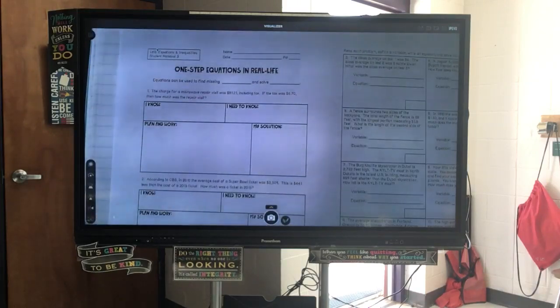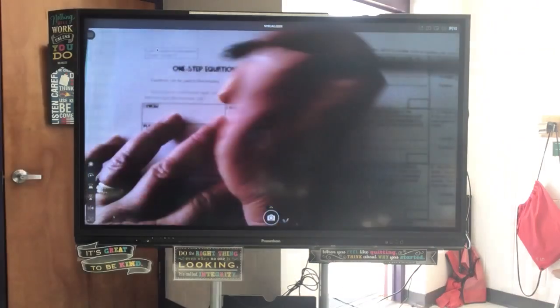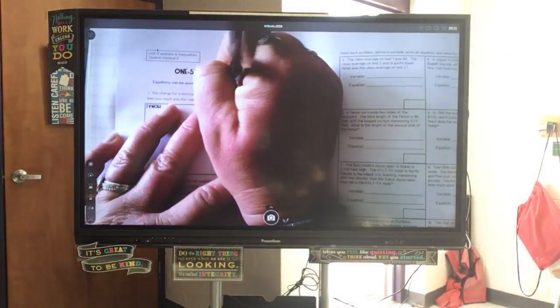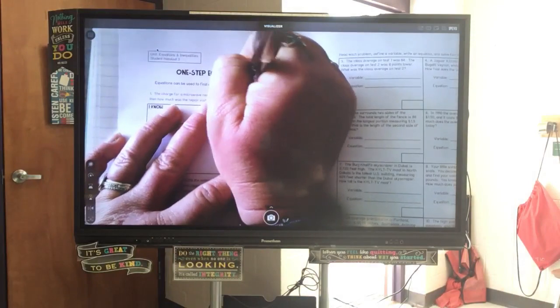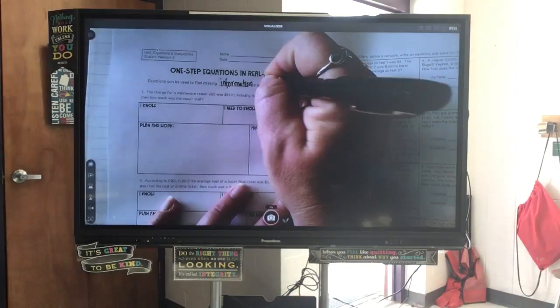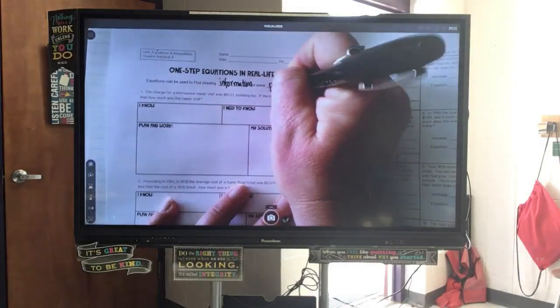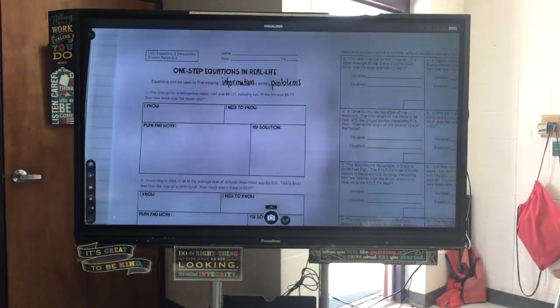So it says the equations can be used to find missing information and solve problems. Alright, so looking at number one, it says the charge for a microwave repair visit was $81.21, including tax. If the tax was $6.70, then how much was the repair visit?